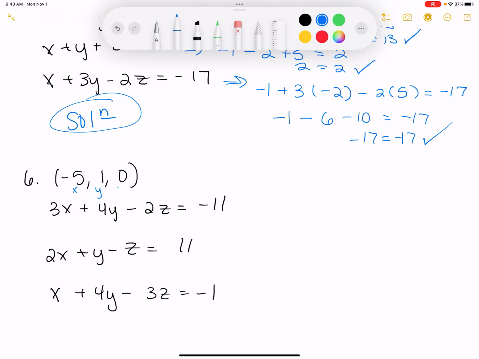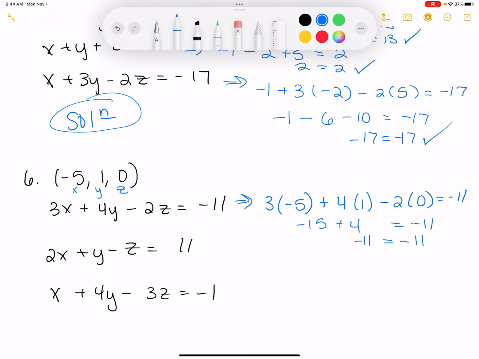So again, I've got my x, y, and z. So 3 times -5 plus 4 times 1 minus 2 times 0 is equal to -11. -15 plus 4 minus 0 is equal to -11. So -11 equals -11.